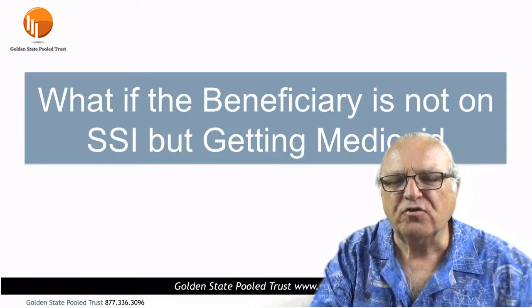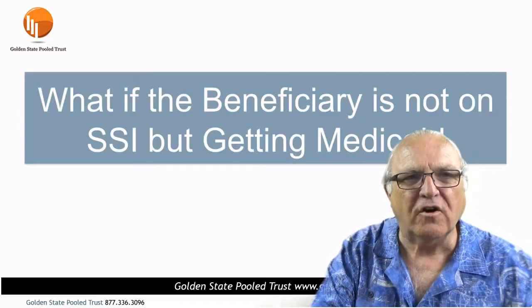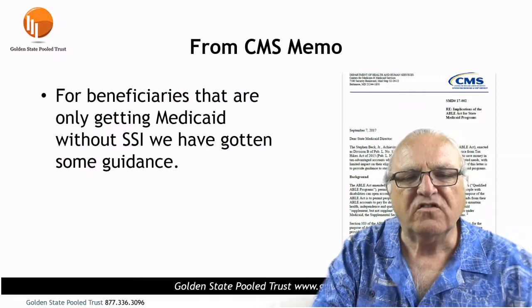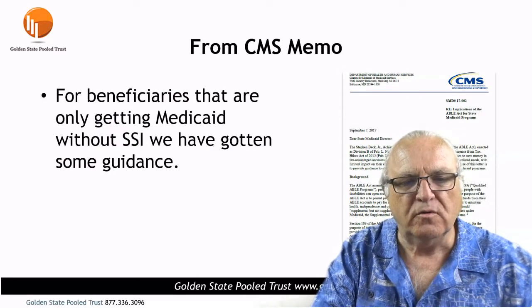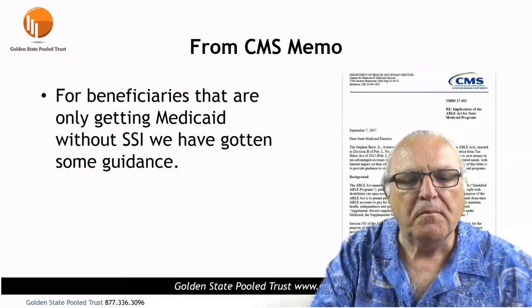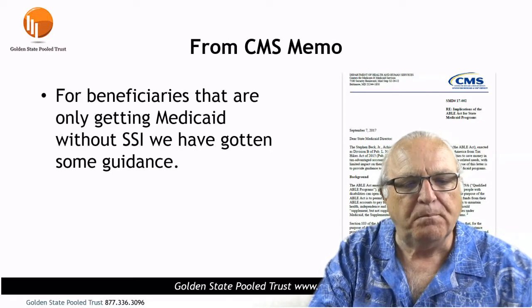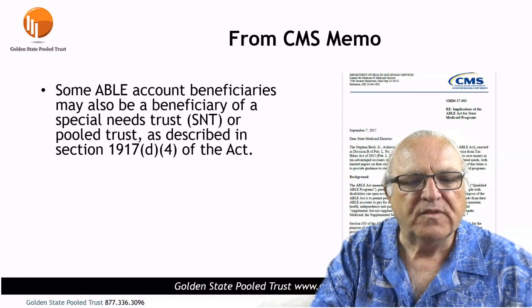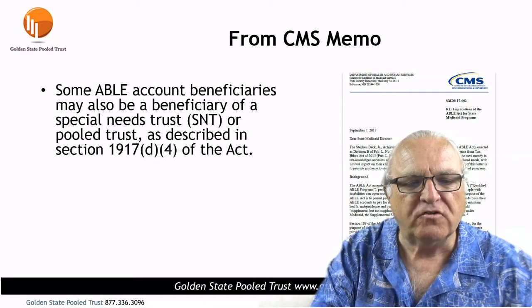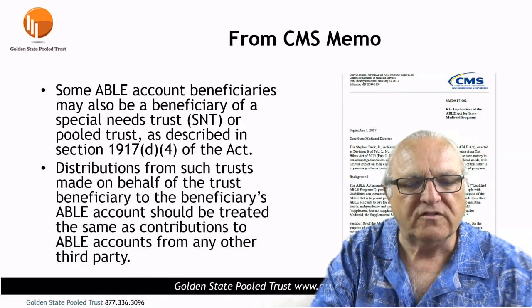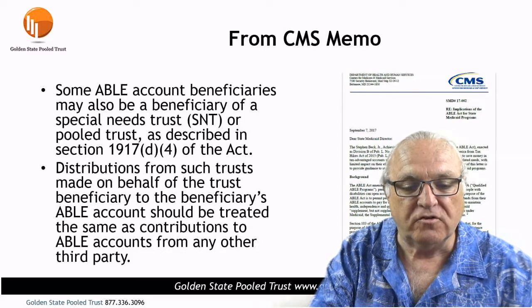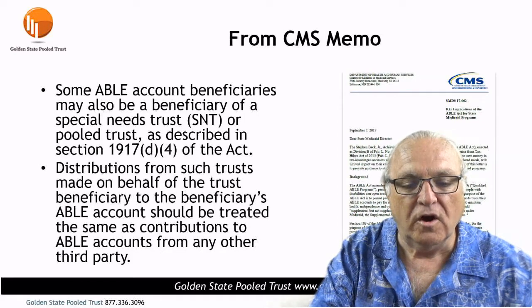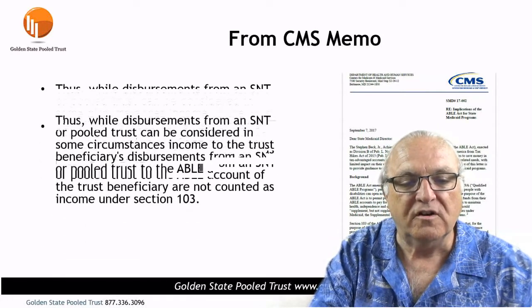So what if the beneficiary is not getting SSI, but is on Medicaid? Okay. And so one of the things that we will be sending you is the CMS memo that was issued before these POMS that basically says that ABLE account beneficiaries may be a beneficiary of a special needs trust or pooled trust here, and distributions from those trusts made on behalf of the trust beneficiary to the ABLE account should be treated as contributions and should not be treated as income.